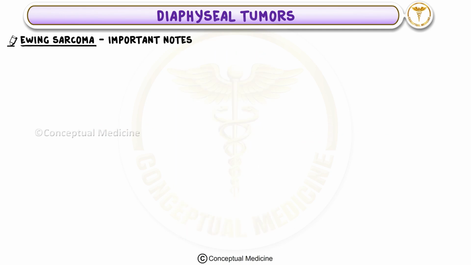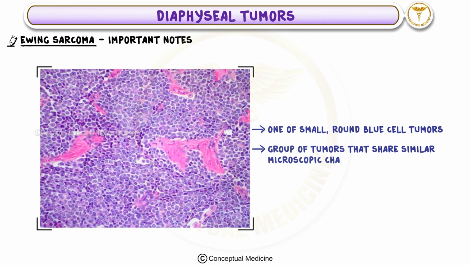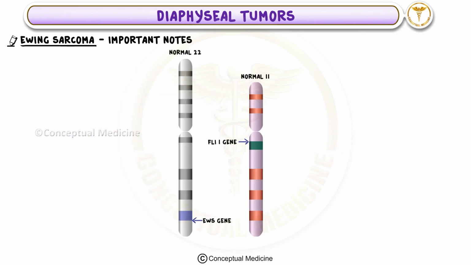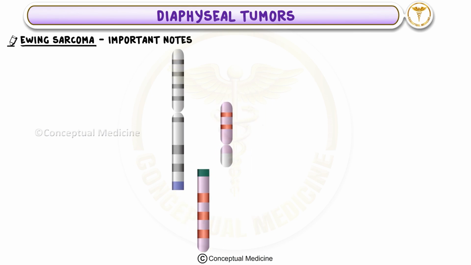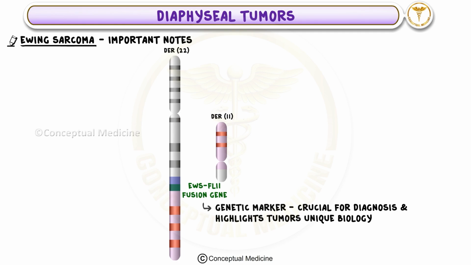Important notes. Categorized as one of the small, round blue cell tumors, a group of tumors that share similar microscopic characteristics. One of its most defining features is the presence of a t(11;22) translocation, which leads to the formation of the EWS-FLI1 fusion gene. This genetic marker is crucial for diagnosis and highlights the tumor's unique biology.